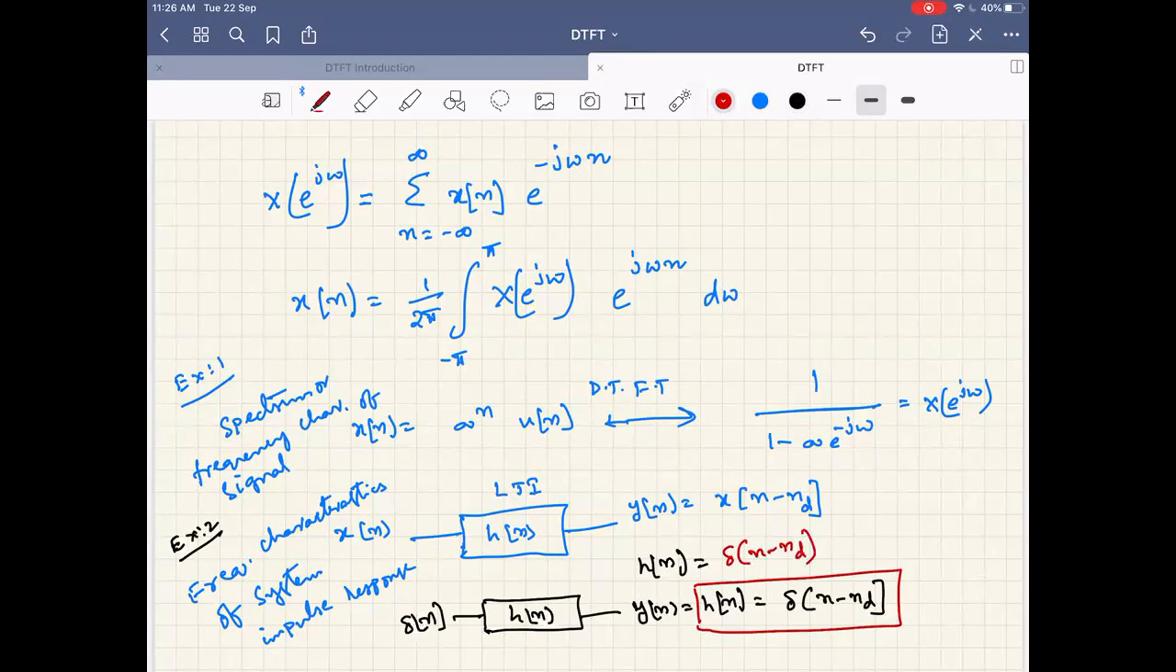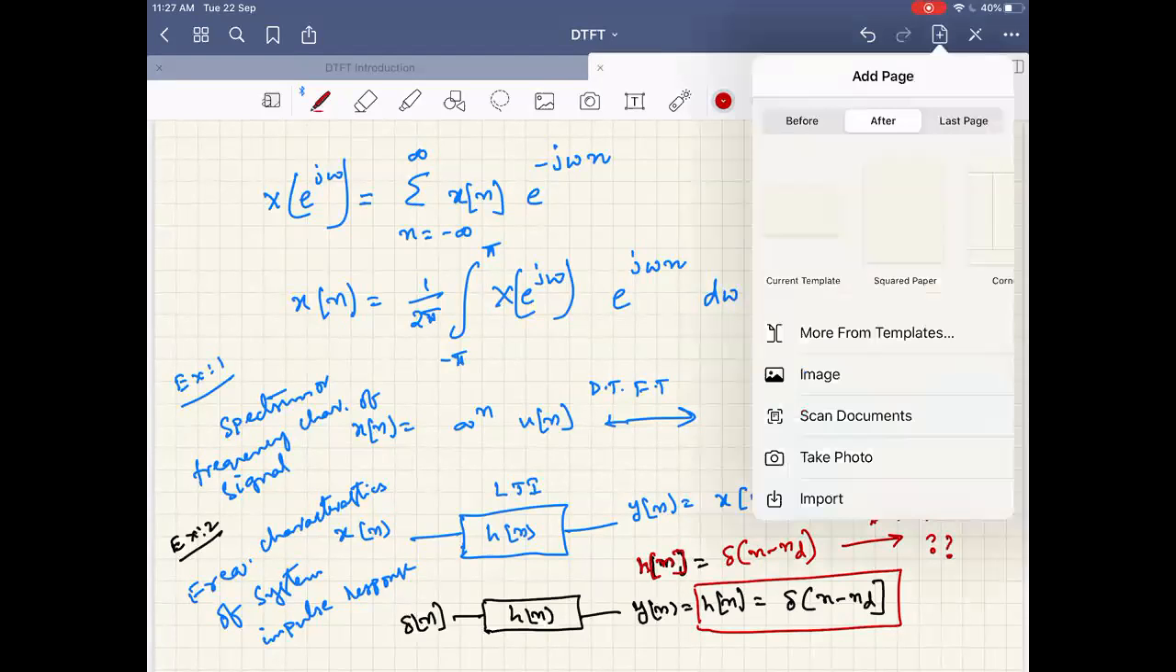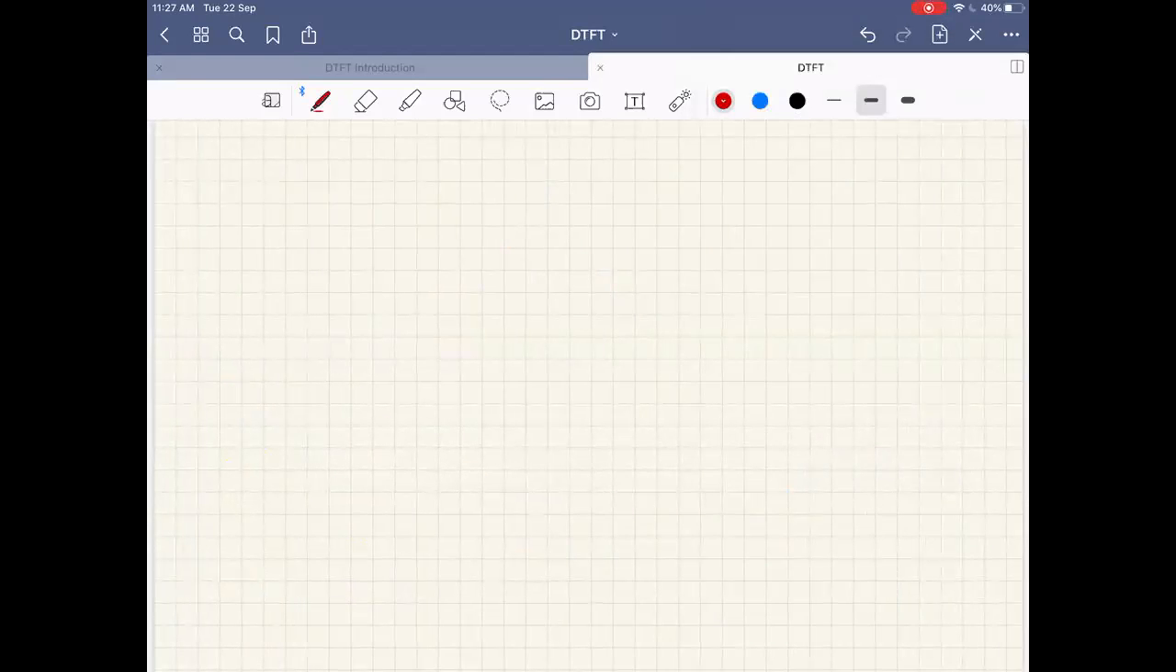Okay, so now what we wish to do with this, we want to find its discrete time Fourier transform. This is the impulse response and we would like to find its discrete time Fourier transform. What is this discrete time Fourier transform? That is our question. So this roughly gives the frequency characteristics of the system impulse response. Right, so now we have a system with h of n equal to delta of n minus nd.